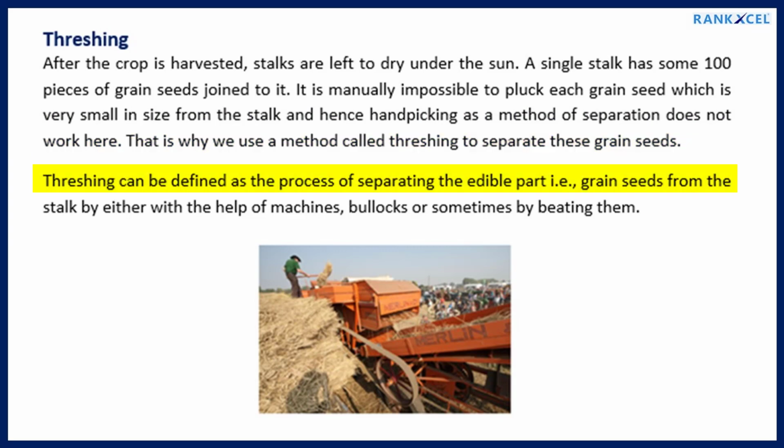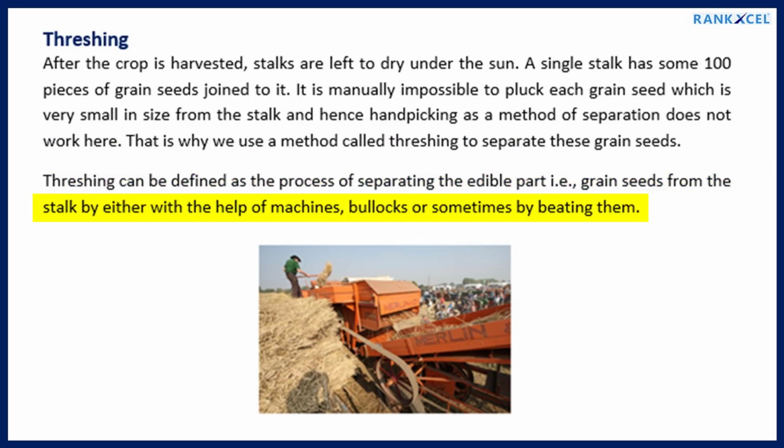Threshing can be defined as the process of separating the edible part, i.e. grain seeds, from the stalk with the help of machines, bullocks, or sometimes by beating them.